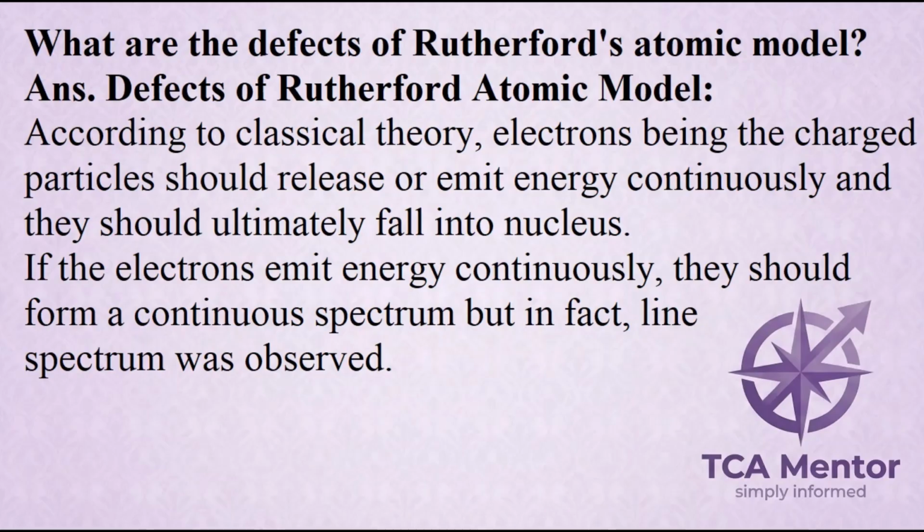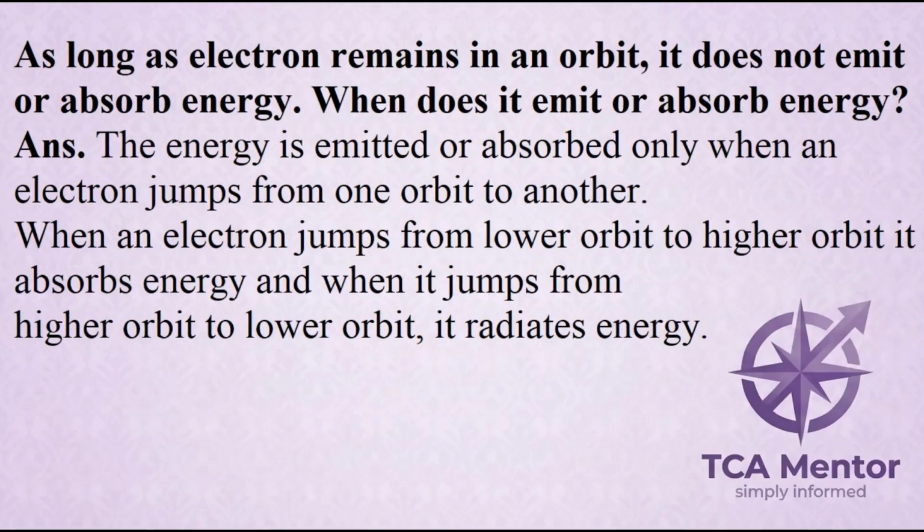What are the defects of Rutherford's atomic model? Answer: Defects of Rutherford's atomic model. According to classical theory, electrons being charged particles should emit energy continuously and they should ultimately fall into the nucleus. If the electrons emit energy continuously, they should form a continuous spectrum, but in fact a line spectrum was observed. As long as an electron remains in an orbit, it does not emit or absorb energy.